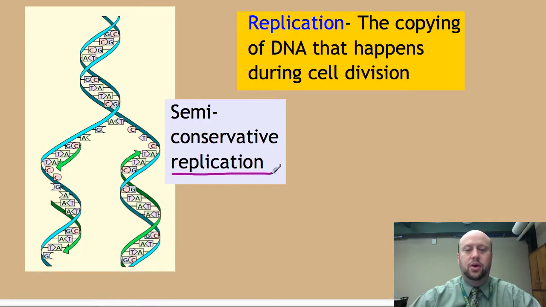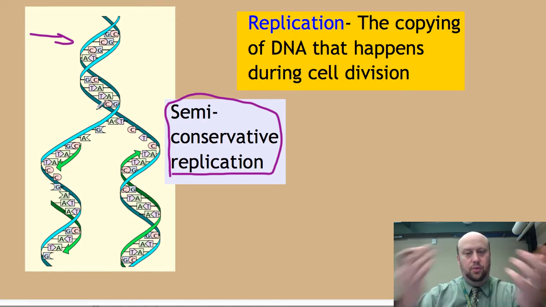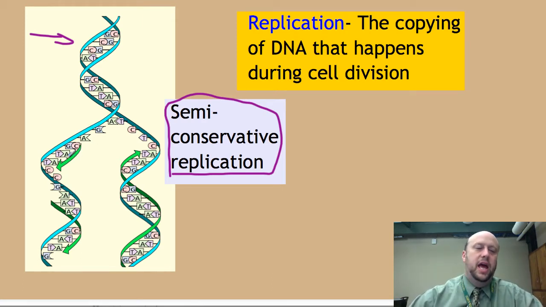What we've discovered over time, as far as the method for this, is that DNA undergoes what we call semi-conservative replication. Now, what does semi-conservative mean? It means you have the original strand of DNA here. This is the original strand, and then it gets unwound, which we're going to talk about, and then new base pairs get attached.